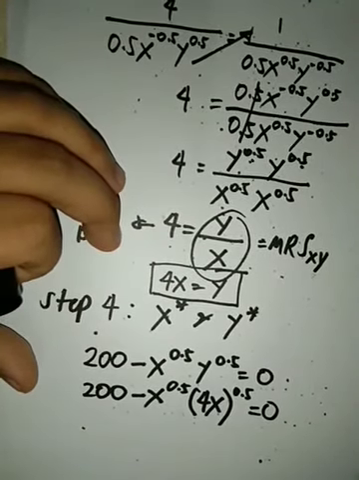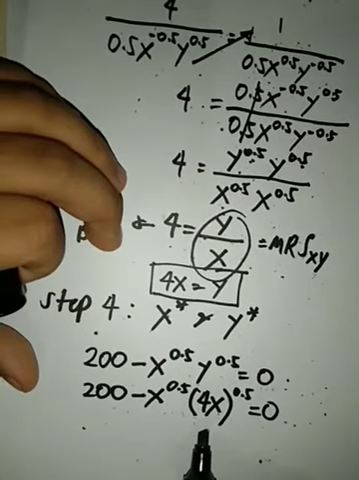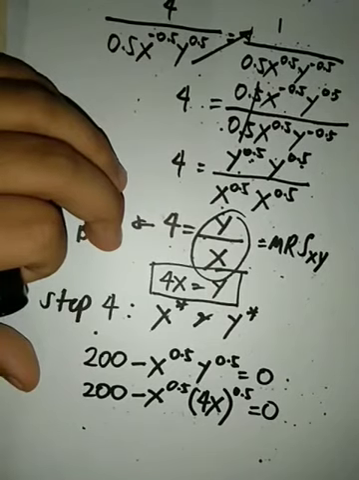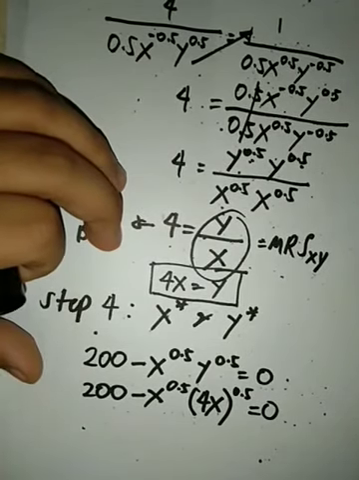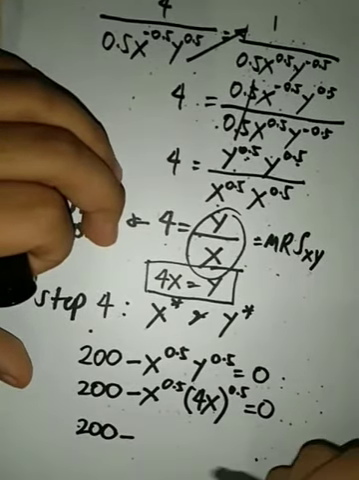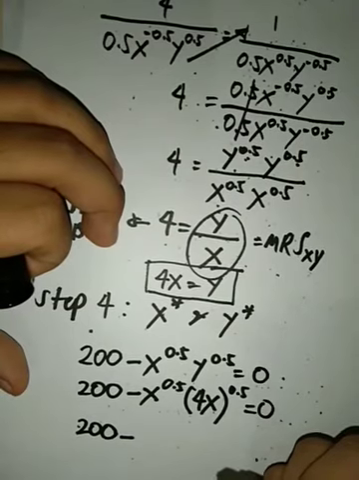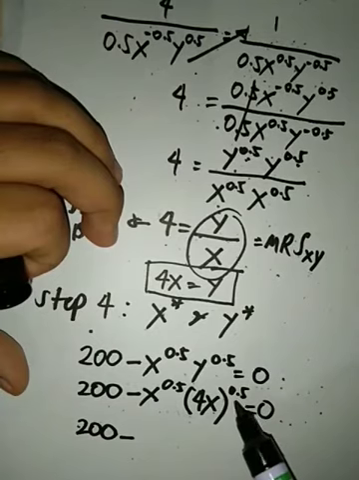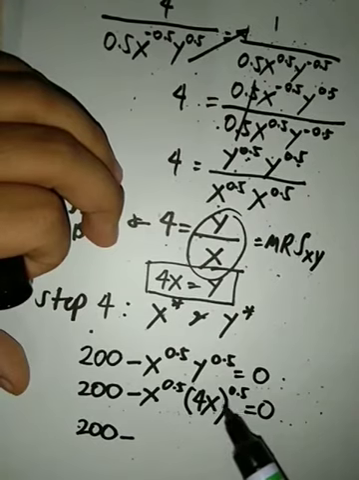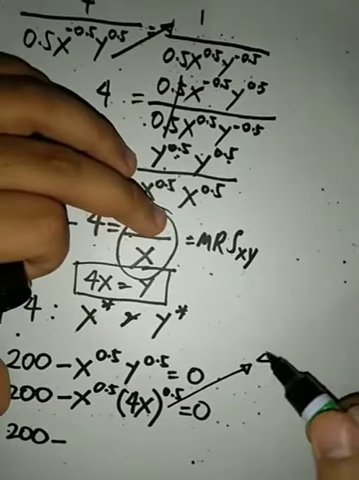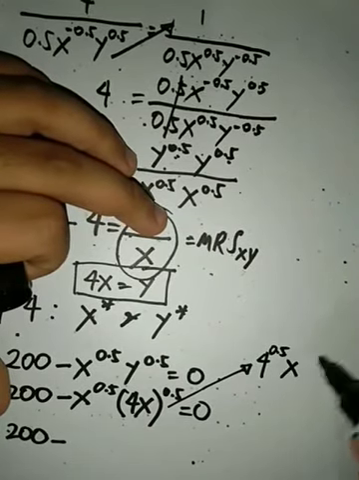Then, what will be the next step? So the next step is we're going to simplify. Okay, and this will become what? 200 minus itong 0.5. Okay, i-distribute natin ito. So magiging 4 raised to 0.5 x raised to 0.5. So magiging, let's say, 4 raised to 0.5 x raised to 0.5.